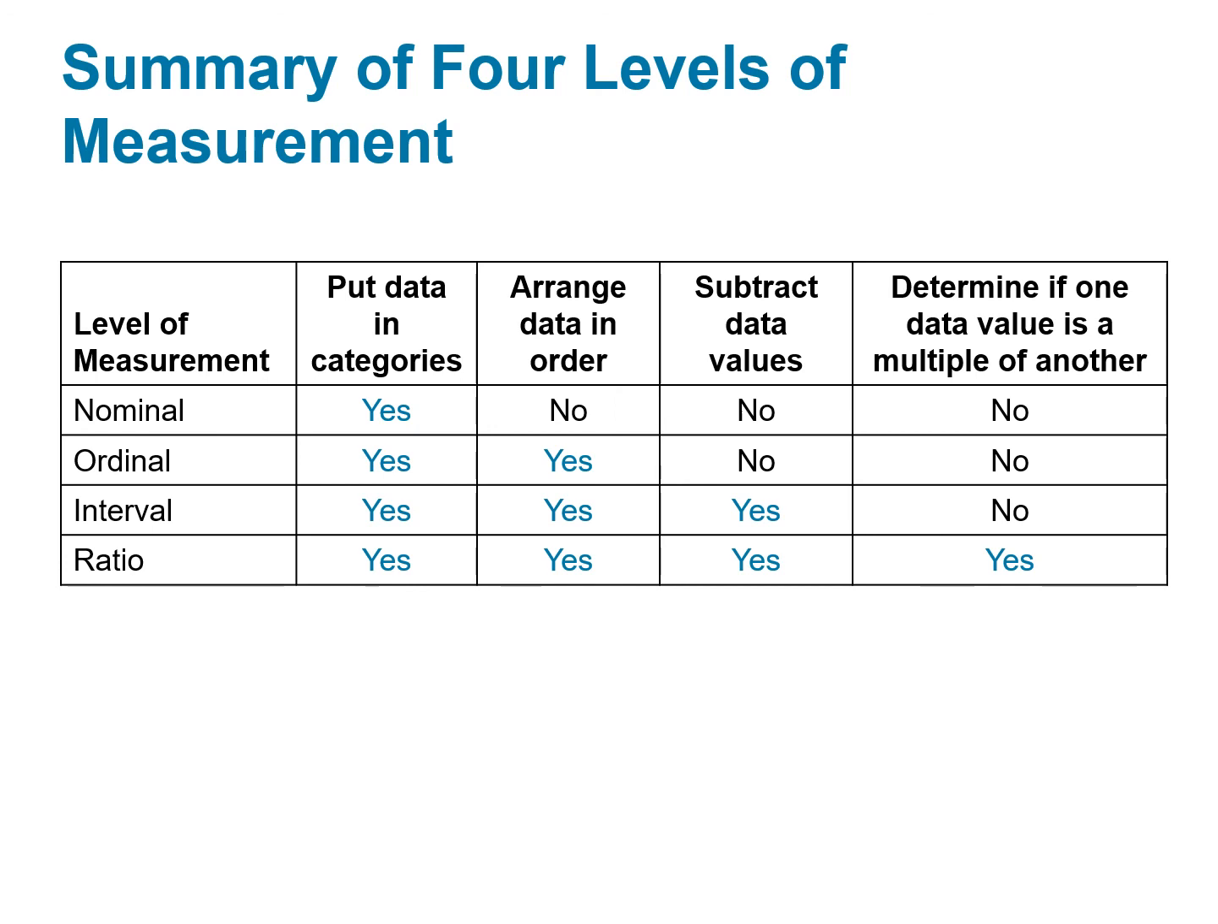Then can we subtract data values? So in other words, do we have that defined difference between two possible data values? So in this case, interval and ratio levels, we can. Nominal and ordinal, we do not. And then can we determine if a value is a multiple of another? The only one that we can do that in is the ratio level of measurement.